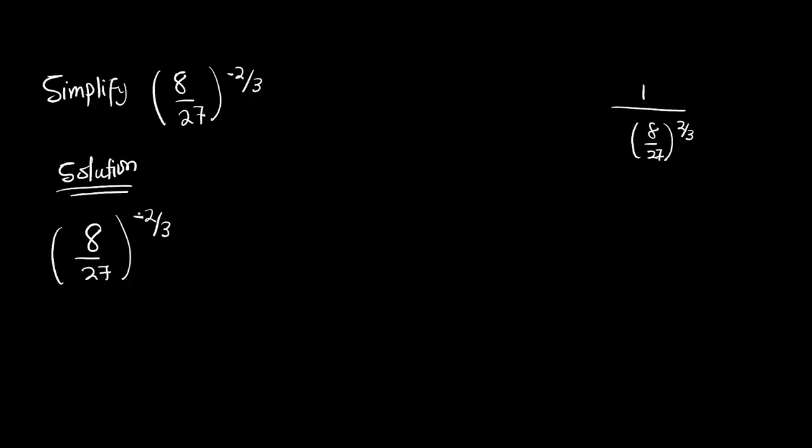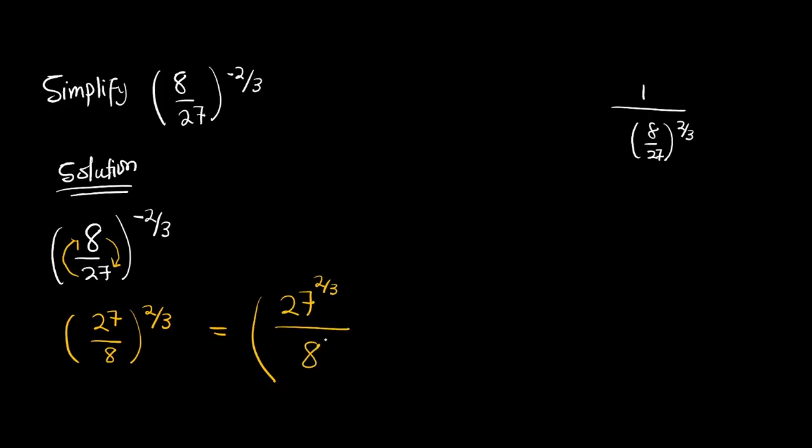Or to get rid of the negative, we reciprocate these guys, okay? What it means is that I will send the 27 to the top and then send the 8 to the bottom. In so doing that, I will cancel out the negative over here. So if I do that, I'll have 27 divided by 8 raised to the power 2 over 3. Okay, now from here, I can now use the power to multiply each of the numbers I have over here. So I will have here 27 raised to the power 2 over 3 on 8 raised to the power 2 over 3.